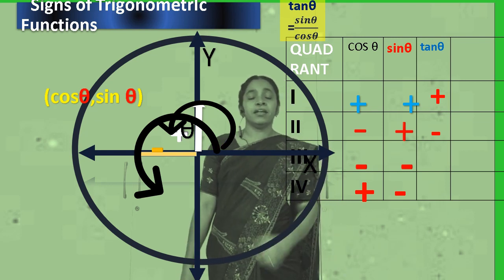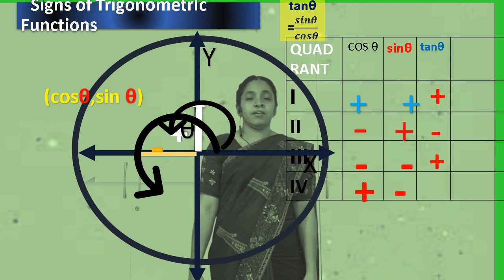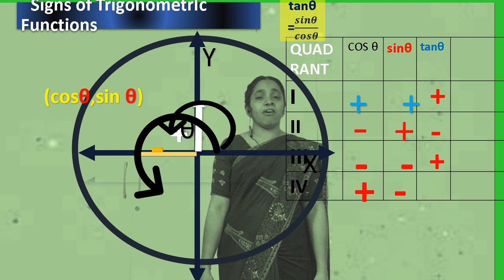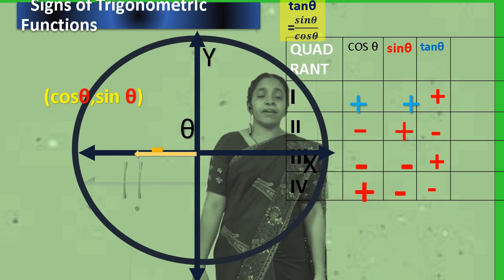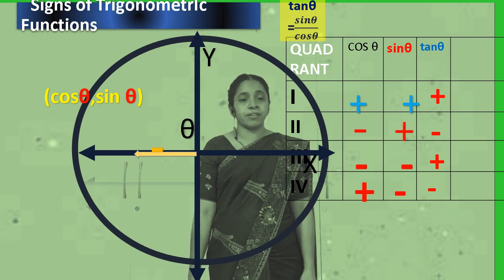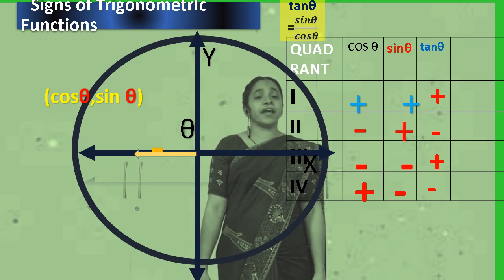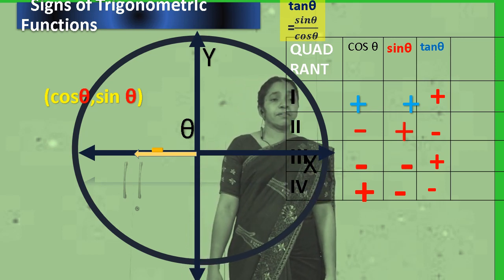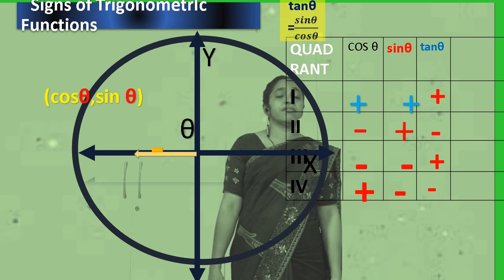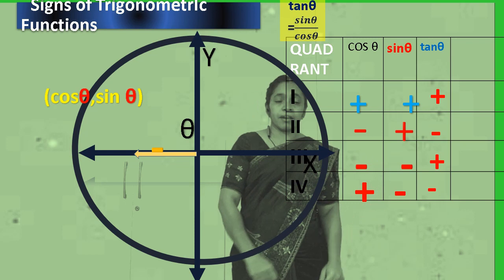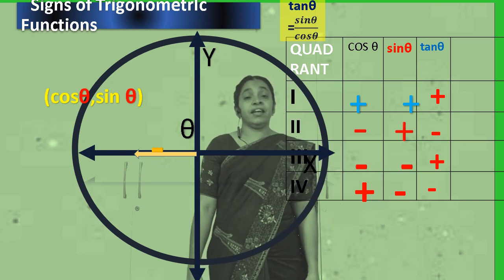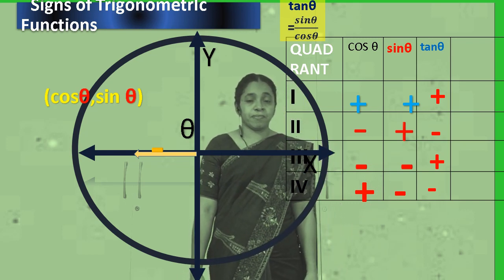Theta comes in the third quadrant. Both sin as well as cos are negative, so tan theta is positive. When theta comes in the fourth quadrant, cos positive, sin negative, so tan, which is sin by cos theta, is negative. Now forget about all this. There is an easy way of remembering these things.